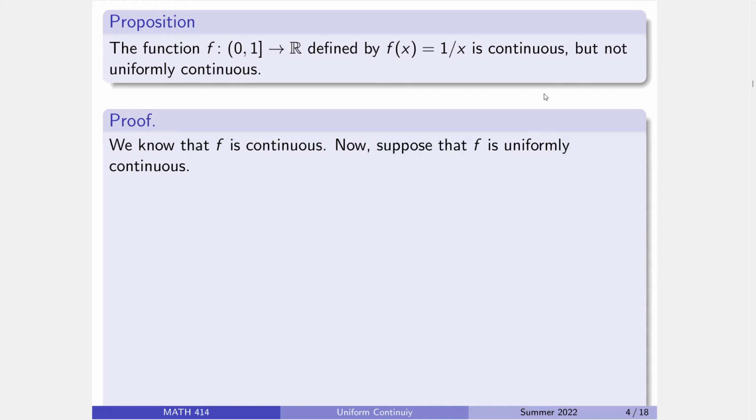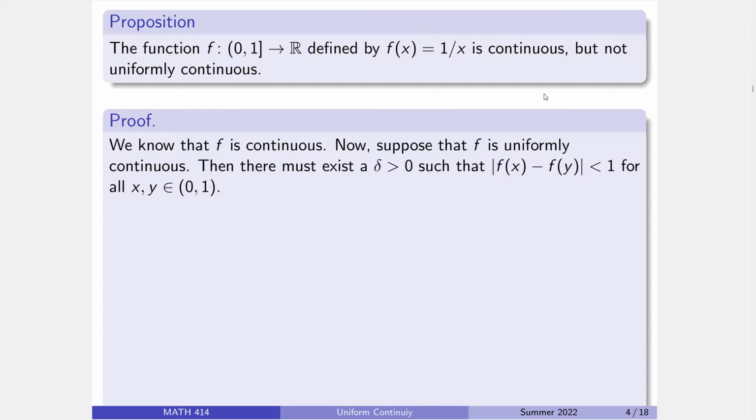Okay. All right, so let's actually demonstrate that it can't be uniformly continuous. If it was, then we could find a delta so that f of x minus f of y is less than 1 for all x and y living in the domain. I don't know why that's open right there. Let me just fix that. Man, a lot of little minor typos in this one. Sorry about that.